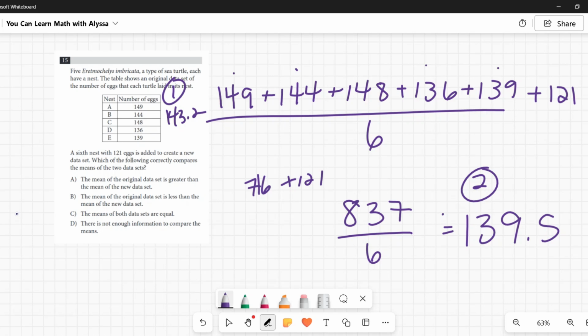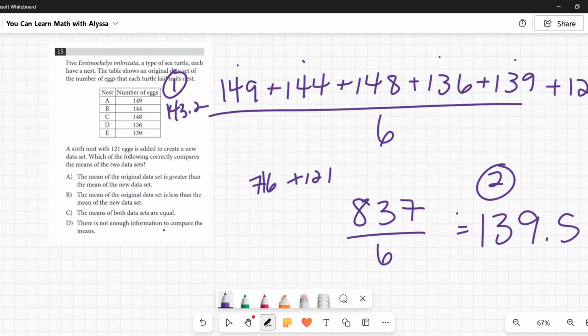And let's look at our options. The mean of the original data set is greater than the mean of the new data set. That is accurate. I think A might be our answer, but let's look at the others just to be sure. B says the mean of the original data set is less than the mean of the new data set. Nope, that's not true. 143.2 is not less than 139.5. That one's out. C, the means of both data sets are equal. No, that's not true. And D, there is not enough information to compare the means. That's not true either. So A is our answer.